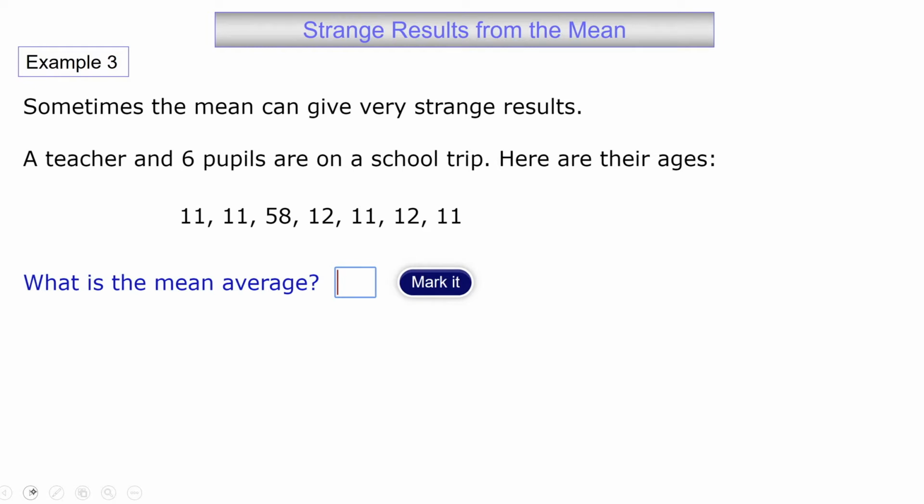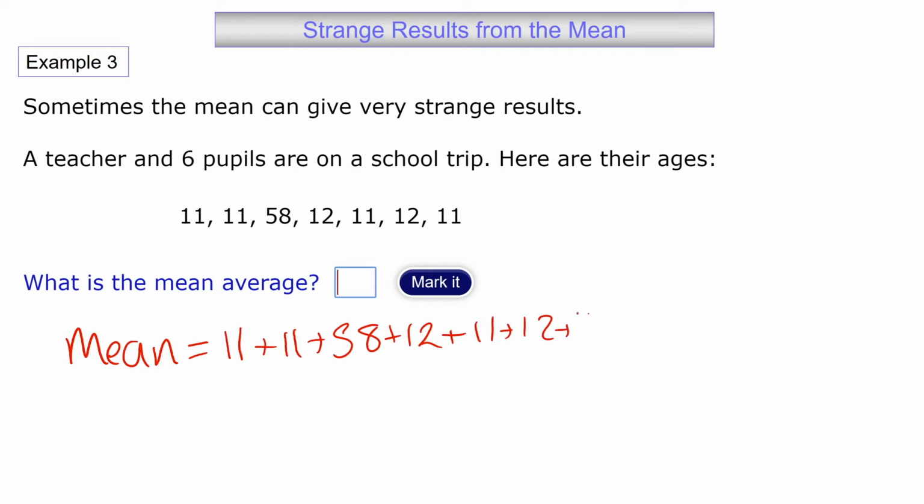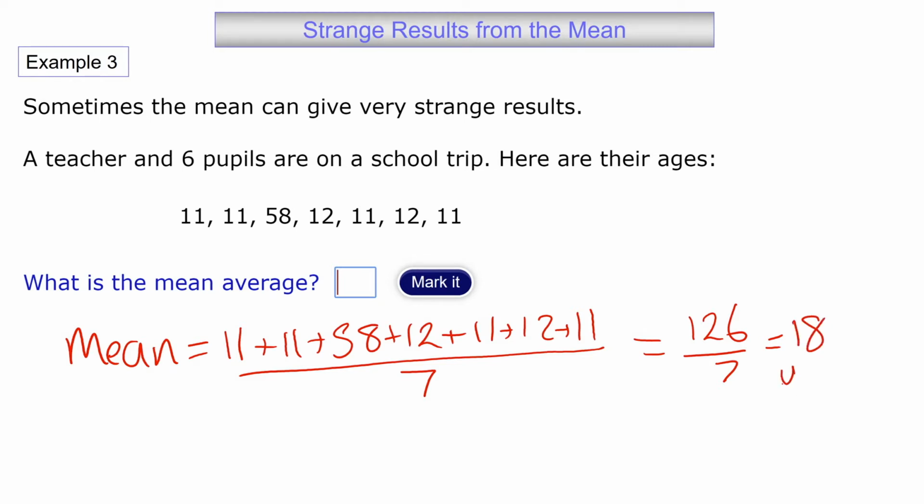Now, they want you to work out the mean. So let's go ahead and do that for a moment, and then we'll speak about these results. So how do we work out the mean? We add these numbers together, and then we divide by however many there are. So there's 7 people on this trip. So that's going to be 126 divided by 7. Use your calculator, and that gives us a mean age of 15 years.